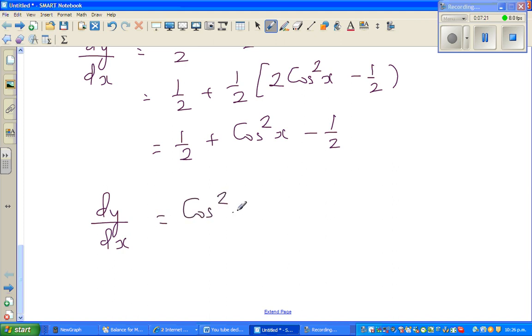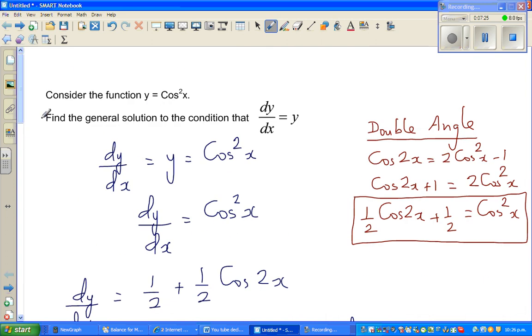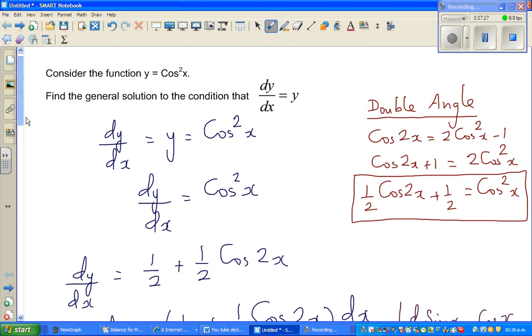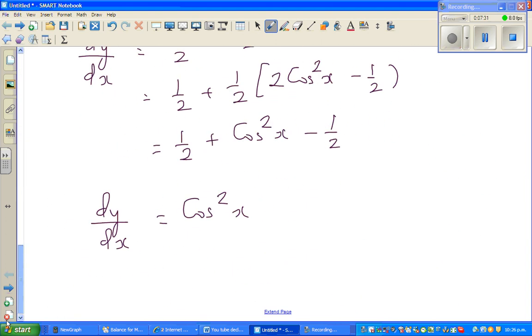And that's what we got, because it was given that y is equal to cos squared x. And that's what is given, that dy by dx is equal to y. Therefore, this implies dy by dx is equal to y.